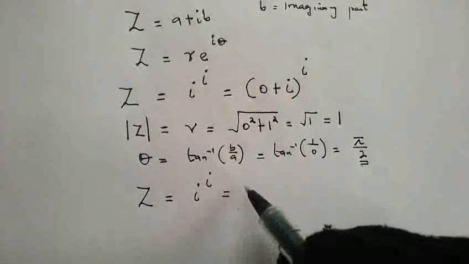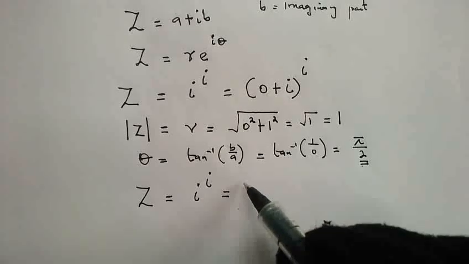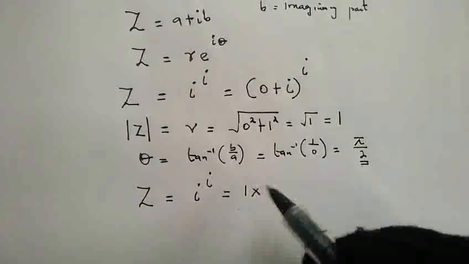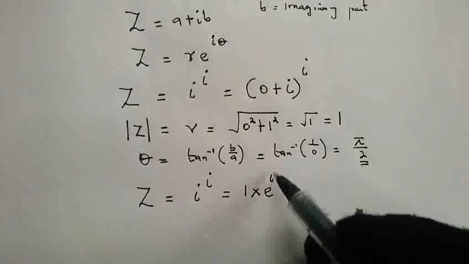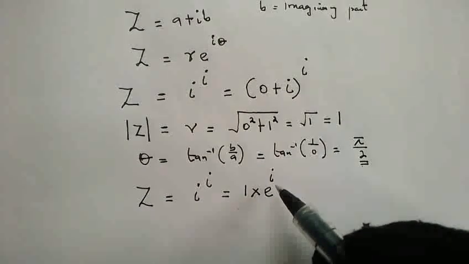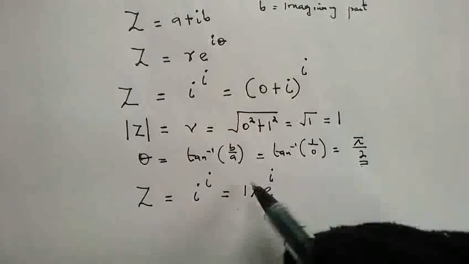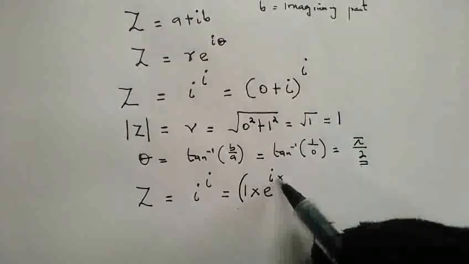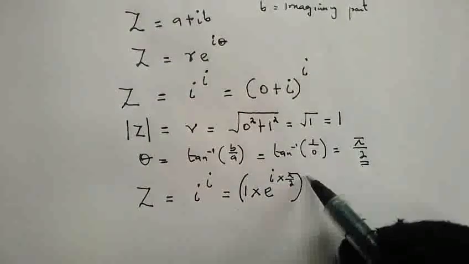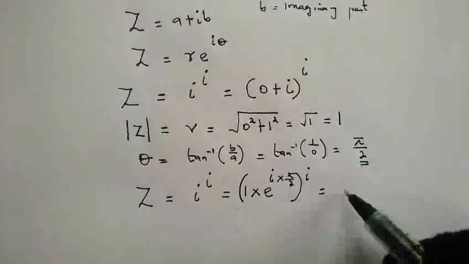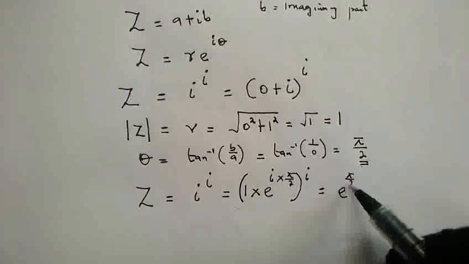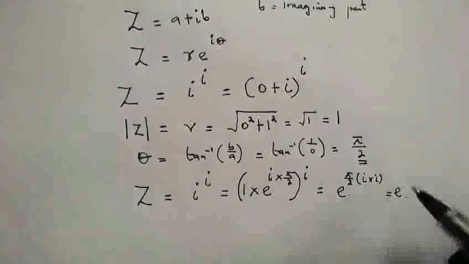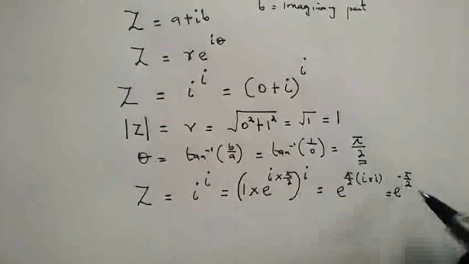So we're going to write our expression here as follows: z is equal to I raised to I, which is equal to r, our r is 1, times e raised to I theta. Remember, this is in brackets. Then our theta here is pi all over 2, close bracket, then raised to I. So we get from here e raised to pi over 2, then I times I, and this is equal to e raised to negative pi all over 2.